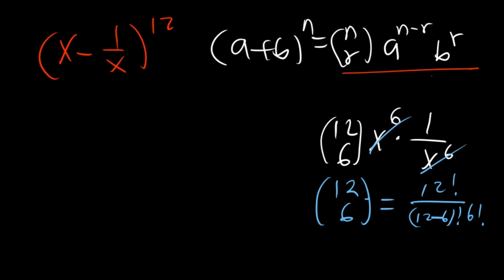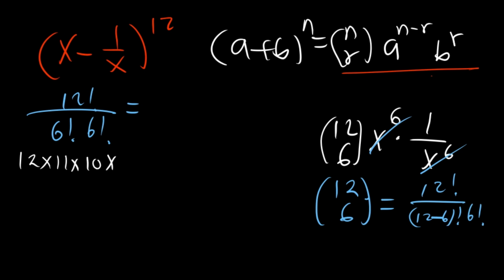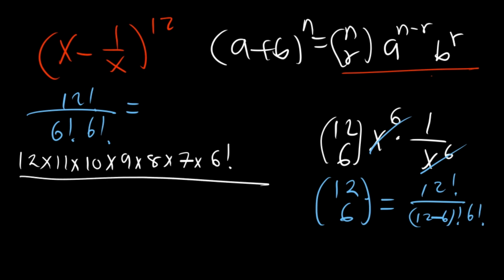So in the down part I'll have 12 factorial, 6 factorial, and 6 factorial, which is going to be 12 times 11 times 10 times 9 times 8 times 7 times 6 factorial. Down here I'll have 6 factorial, then this one will be 6 times 5 times 4 times 3 times 2 times 1. So 6 factorial and 6 factorial can go.